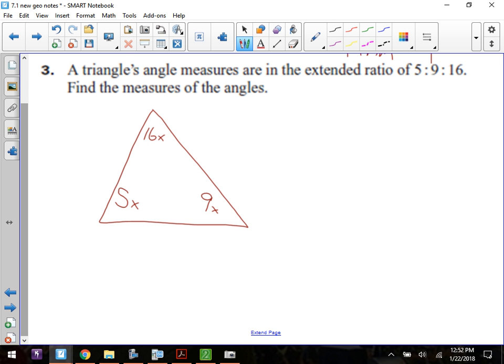So if you have this thing called an extended ratio, you'll have it in terms of angles, you'll have it with perimeters, you'll have it for a whole bunch of stuff. If you see this, just remember, all you have to do is put an x next to the numbers. In this case, put x next to all 3 angles. So it becomes super, super easy. It's just different words to make it work. Okay? So when you write it out, you get 5x, 9x, 16x.